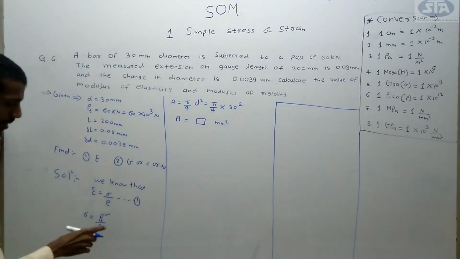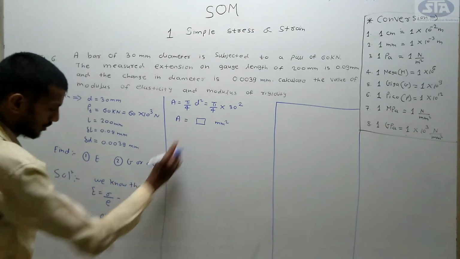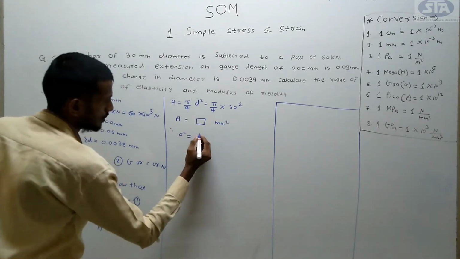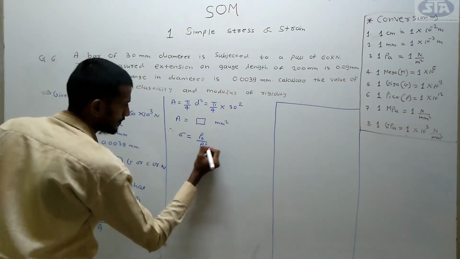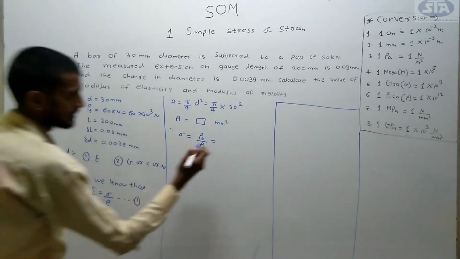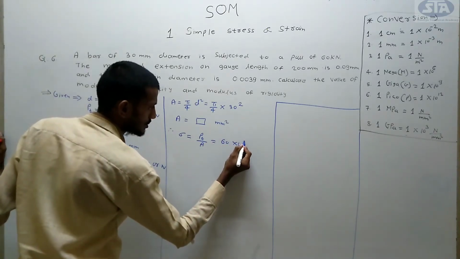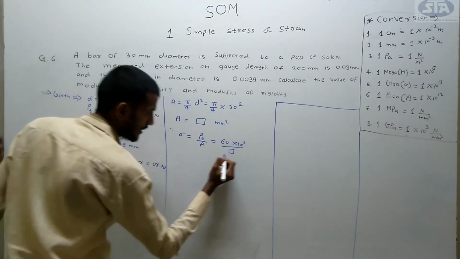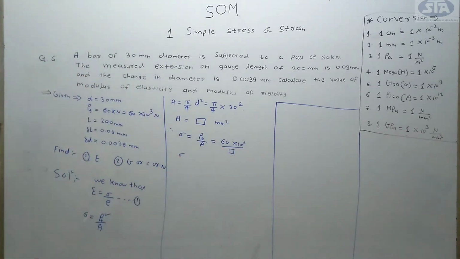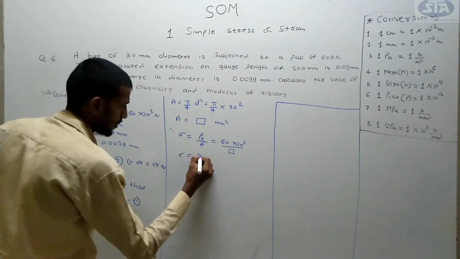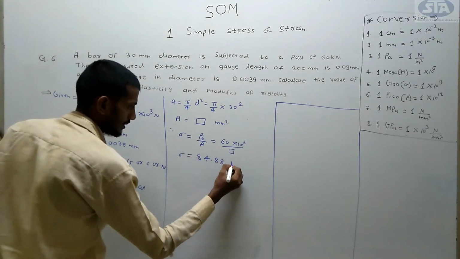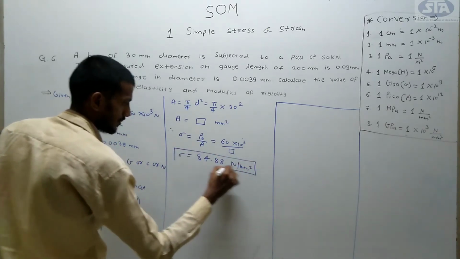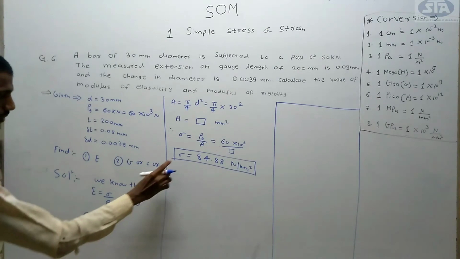Now put the area value in this equation and you will get sigma. Therefore sigma is equal to PT divided by A, tensile force which is given as 60 into 10 raised to 3 divided by area. Put this area value here, then we get sigma equal to 84.88 Newton per mm square. This is the value of sigma.